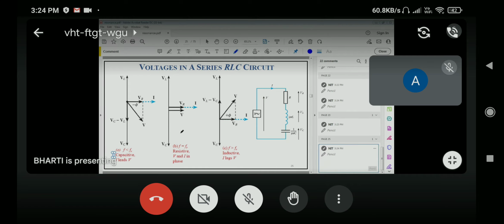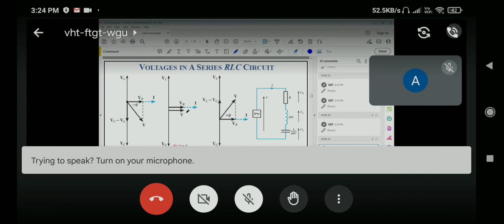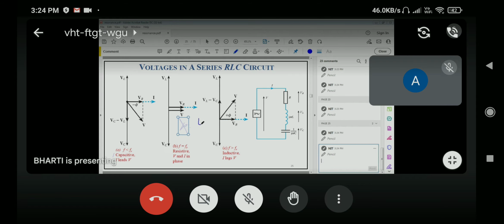Similarly, if it is resistive, that will be in phase. So both of them will be in the same phase. There won't be any phi. The value of phi will be equal to 0 in this case. And if it is inductive, obviously current will lag. That means this is voltage, this is current. This is okay with everybody?